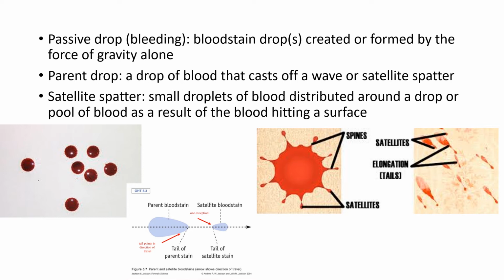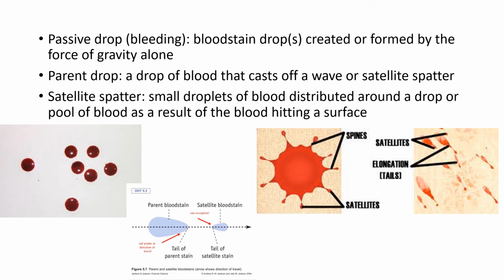We're also going to encounter parent drops and then satellite spatter, which come from a parent drop. A parent drop is a drop of blood that casts off a wave or satellite spatter. So this is going to be like the first blood drop that occurs. Then this can spray into other droplets if it's from high enough up, or it might be the blood drop that was there first and then other blood drops into it, creating spray. Those little sprays that come off of that parent drop, we're going to refer to as satellite spatters. Think of satellites around the Earth. Satellite spatter are going to be blood droplets that are around a larger droplet.